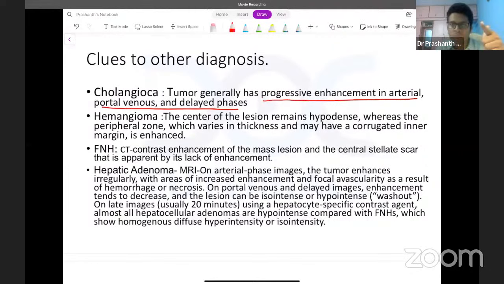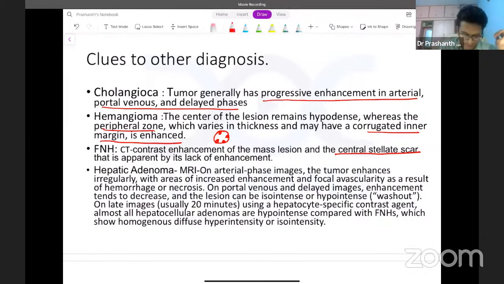When it comes to hemangioma, you know that hemangioma is a highly vascular structure. The first thing that you should know is peripherally, you will have a corrugated inner margin, which is enhanced in the initial phase, and later in a centripetal fashion, it starts filling up. So there, it will have round peripheral enhancement like this in the initial phase. You look carefully for it, it's very clear it is hemangioma. If it is FNH in a CT lesion, you look at contrast enhancement of the mass lesion and the central stellate scar that has apparent lack of enhancement. Okay, these are the clues for FNH.